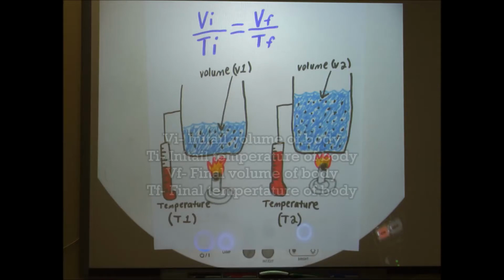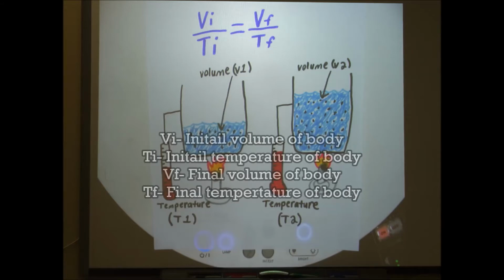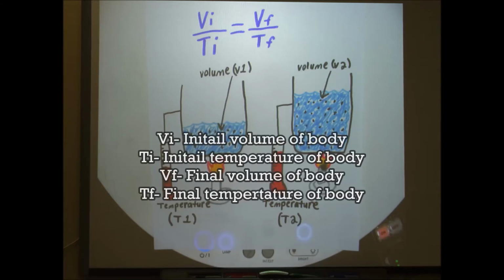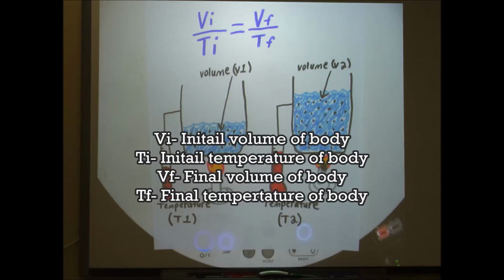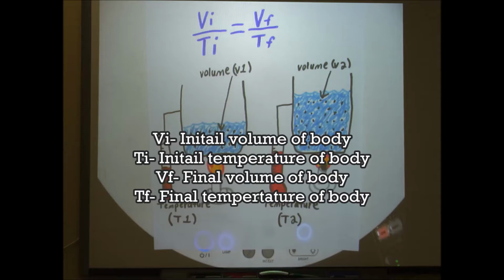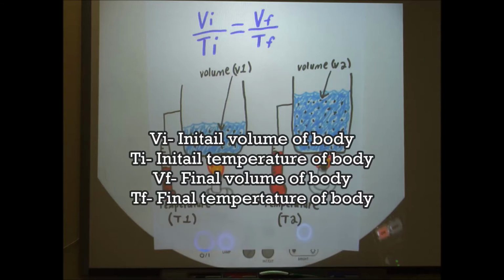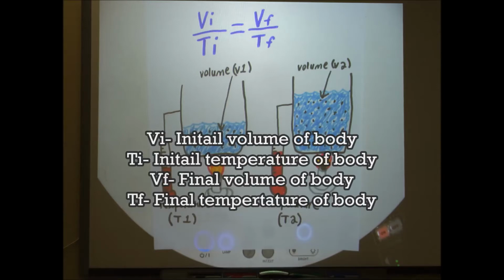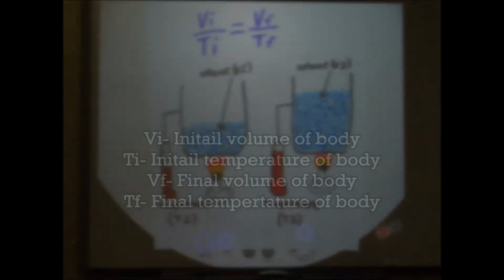The mathematical equation for Charles' Law is expressed like this: Vi divided by Ti equals Vf divided by Tf, where Vi represents the initial volume of a given mass of gas, Ti represents the initial temperature applied to the gas, Vf represents the final volume of that gas, and Tf represents the final temperature applied to the gas. So again, initial volume divided by initial temperature equals final volume divided by final temperature.